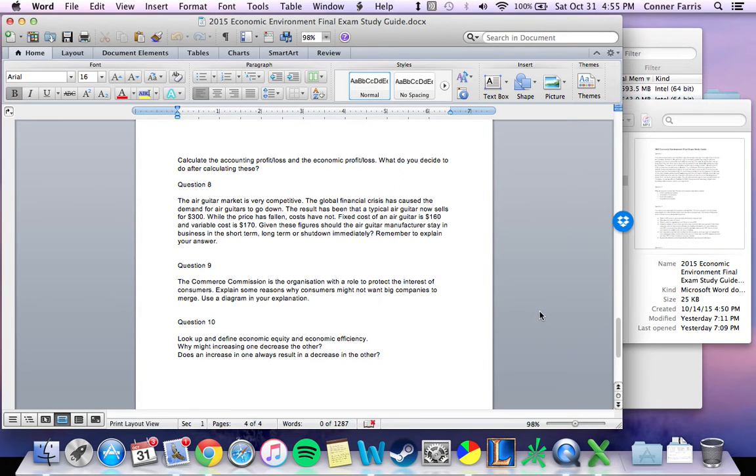All right, question 8. The air guitar market is very competitive. The global financial crisis has caused the demand for air guitars to go down. The result has been that a typical air guitar now sells for $300. While the price has fallen, costs have not. The fixed cost of an air guitar is $160 and the variable cost is $170. So let's add those two up. 160 plus 170 is going to be $330. Now, we're only selling air guitars for $300. So $330 cost, $300 revenue. We have a loss of $30. Our profit is negative $30.